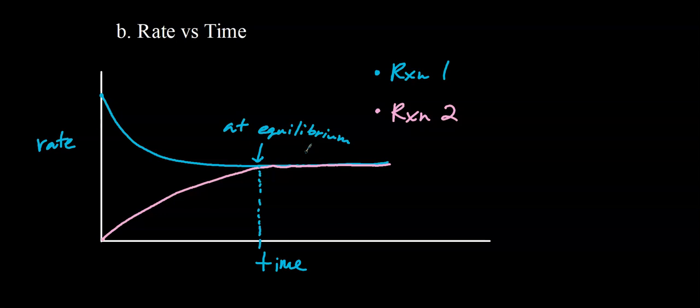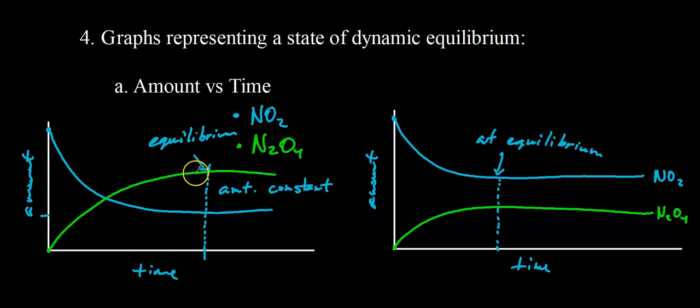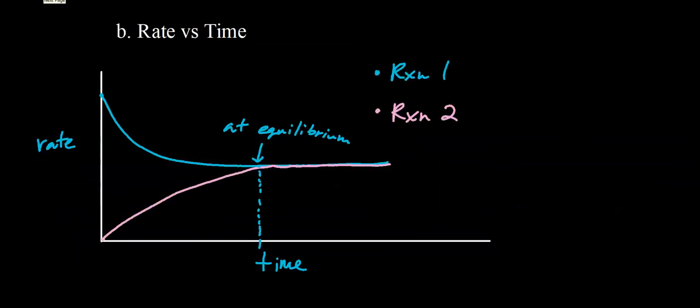Now, something to be careful of in looking at the two graphs. Equilibrium does not mean equal amounts. We do not have equal amounts of NO2 and N2O4 at equilibrium, here or here. So make sure you understand that equilibrium does not mean equal amounts. Could the amounts of NO2 and N2O4 be equal at equilibrium? Sure, they could. That's usually not the case. Here we see at equilibrium, we have equal rates. Equilibrium means equal rates.